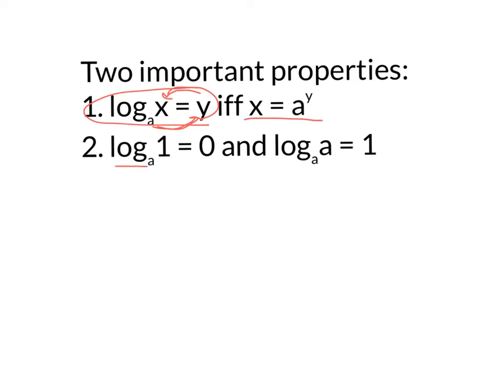Also, because that's the case, a to the 0 is 1. So if you see a log of any base, base a, base whatever, and there's a 1, it's always going to equal 0 because anything to the 0 power is 1. This one, a to the first power is a. So anytime you see these two numbers are exactly the same, it's always going to equal 1 because a number to the first power is always itself.